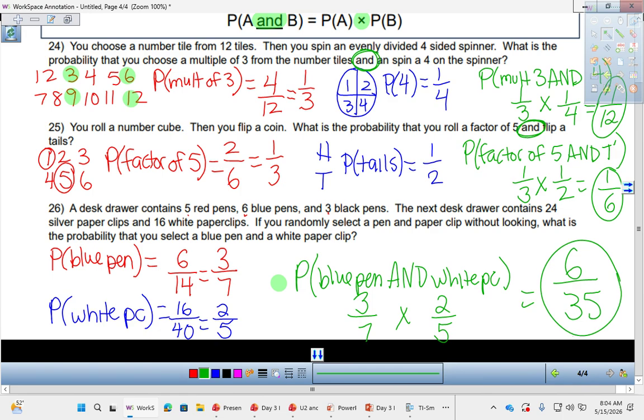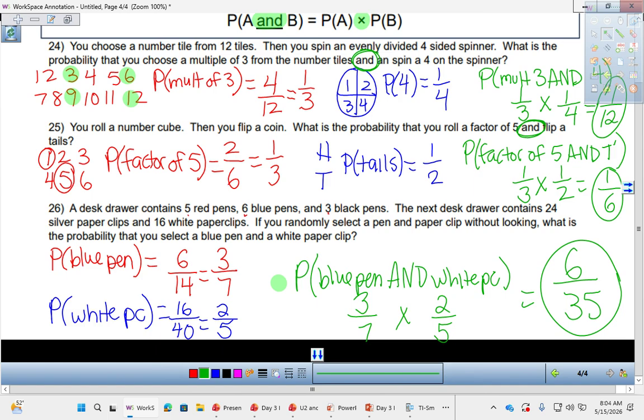Really the only thing that multiplication of fractions is, is the top number times the top number, the bottom number times the bottom number. 3 times 2 is 6, 7 times 5 is 35. What do we think? First, determine that they're independent, right? If they're not independent, this formula doesn't work. Okay, so they need to be independent. And then, once they are independent, and you want two things to happen, you multiply them together.